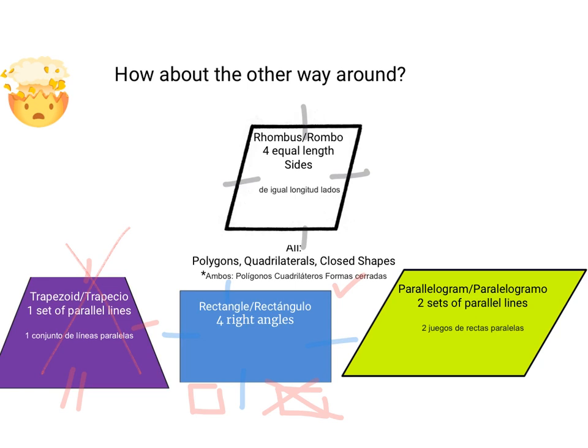Now our last one, a parallelogram. So again, to be a rhombus, I have to have all 4 of my sides be the same size. Let's look at this parallelogram. Are all 4 sides the same length? No, they are not all the same length. Since they are not all the same length, a parallelogram is not a rhombus.